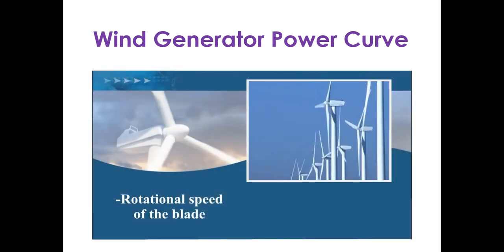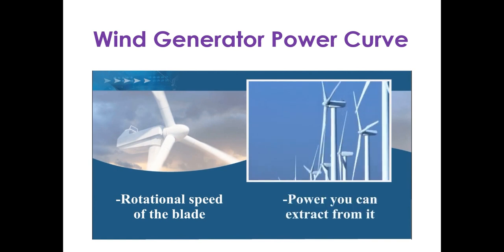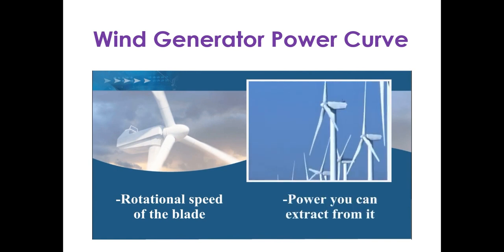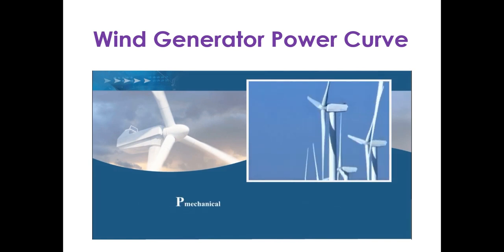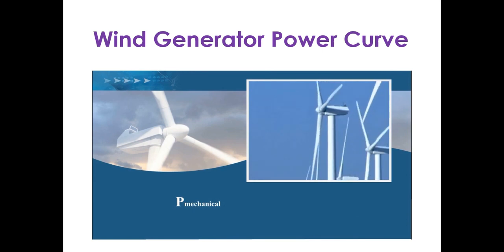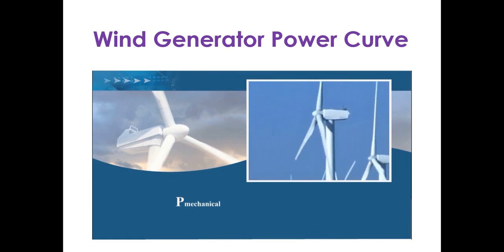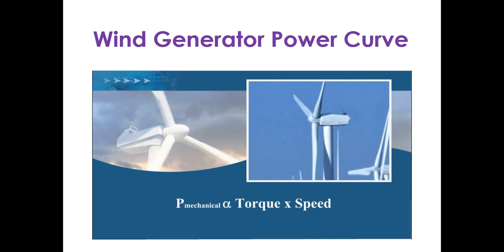Hello, my name is Phil Ranger. In this video I want to demonstrate the relationship between the rotational speed of the blades of a wind turbine and the power you can extract from it. Mechanical power is needed to generate electrical power. Physics teaches us that mechanical power is calculated by multiplying the torque by the speed.